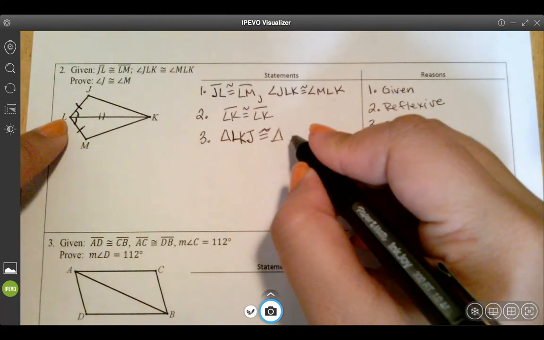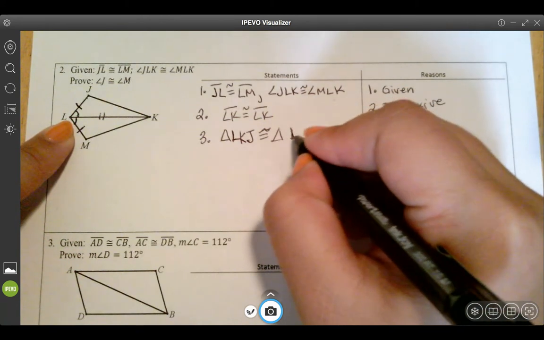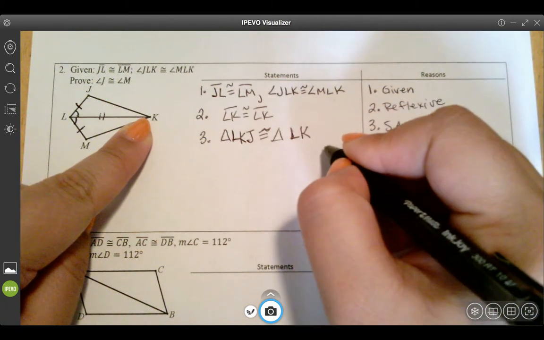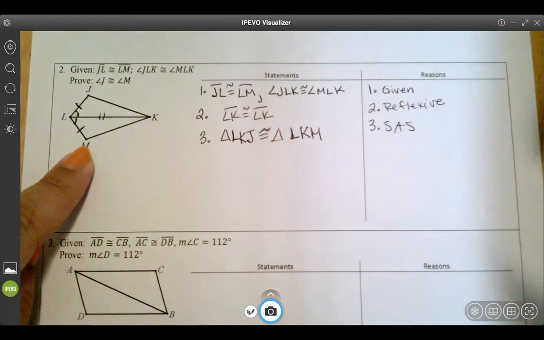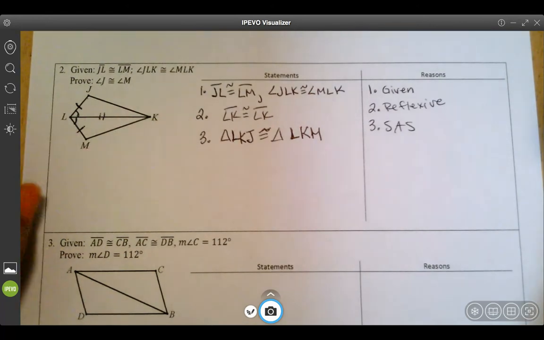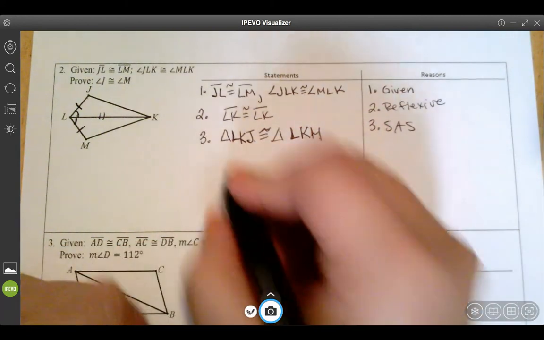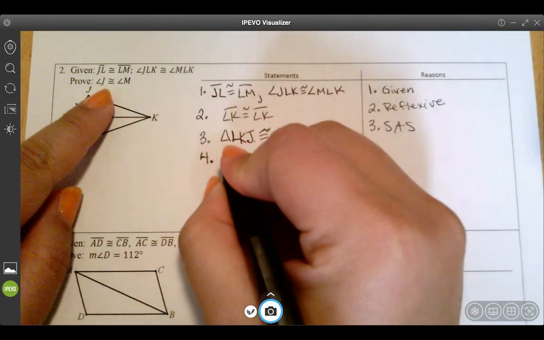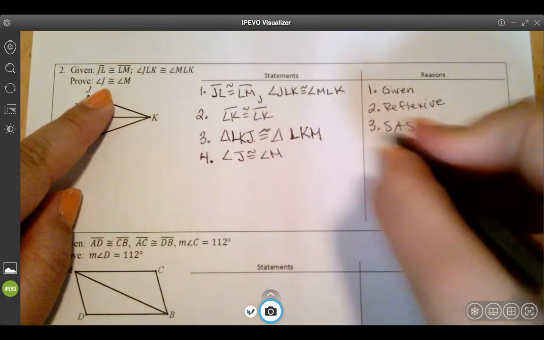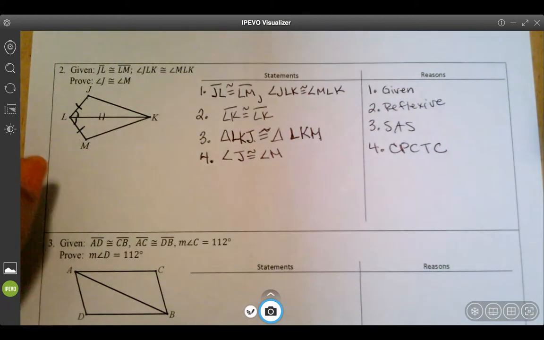So then my second triangle, starting with the marked angle, is L. Across my reflexive side is K, and the last vertex is M. And that should show me that angle J is congruent to angle M. It does indeed. And so our final step is to match our proof statement. Angle J is congruent to angle M by CPCTC.